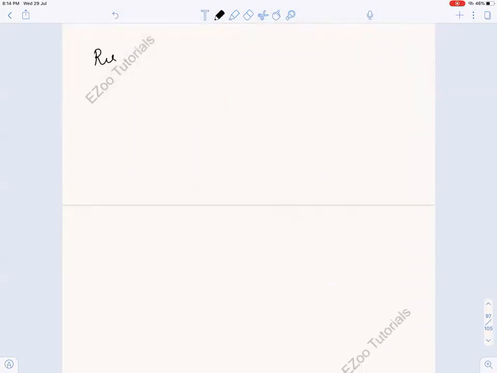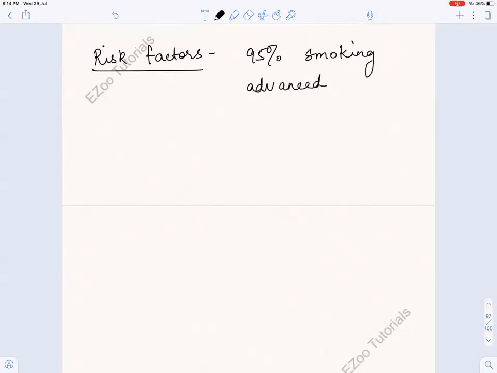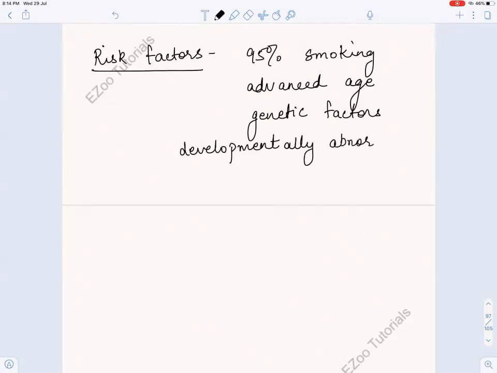What are the risk factors of emphysema? It happens mostly, 95%, because of smoking. It also happens at times because of advanced age, when the elastin fibers are not that strong. Sometimes it is genetic. And sometimes there are developmentally abnormal lungs. Okay, but it happens mostly due to smoking.